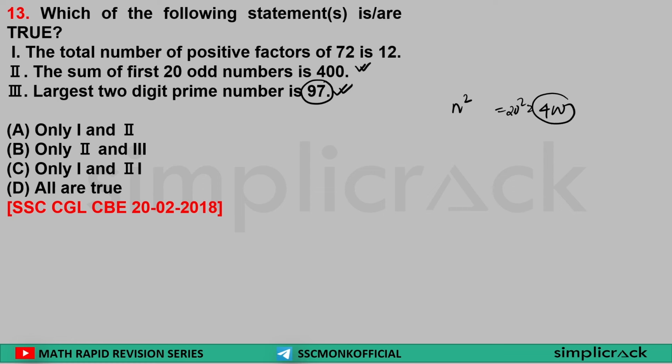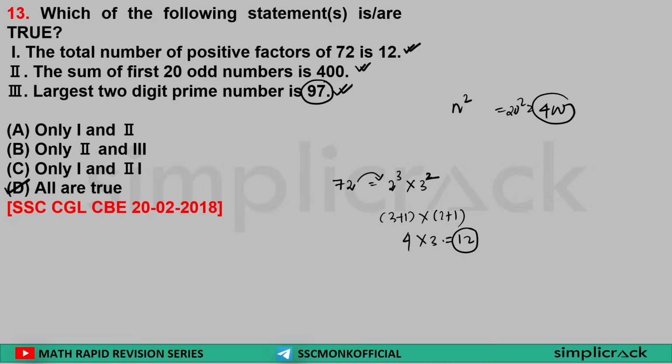Now it is asking about the number of positive factors of 72, right? Now 72, if I have to take out the prime factors, I'll get what? Sir, 2 cube 8, 3 square 9. 8 into 9 is equal to 72, right? So the number of factors will be 3 plus 1 multiplied by 2 plus 1. Sir, 3 plus 1 is 4 into 2 plus 1 is 3, that is equal to 12. So how many positive factors are there? 12. This is also true. That means all are true. Option D is the right answer.